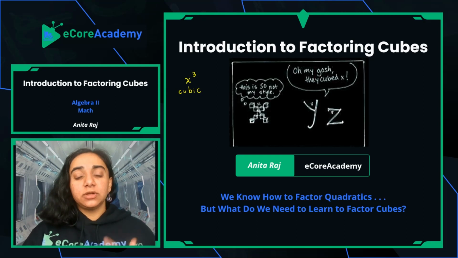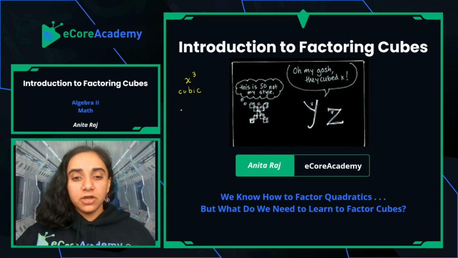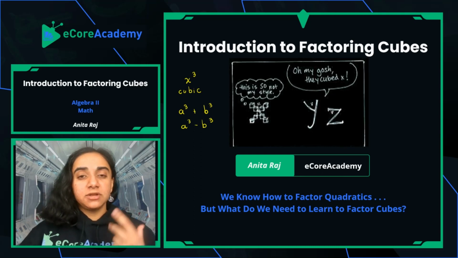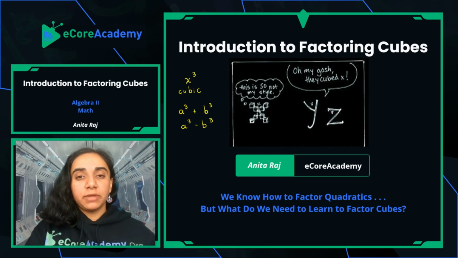As you can see, we're going to do an introduction to factoring cubes. In this scenario, we're going to have two terms. We're going to call them a cubed and then b cubed. And they're going to be either separated by an addition sign or they're going to be separated by a subtraction sign. So this is going to be called the sum and difference of cubes, and we're going to learn how to factor cubes when they're in this form a cubed plus b cubed or a cubed minus b cubed.